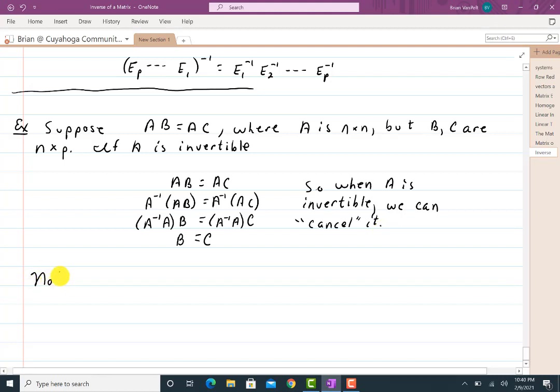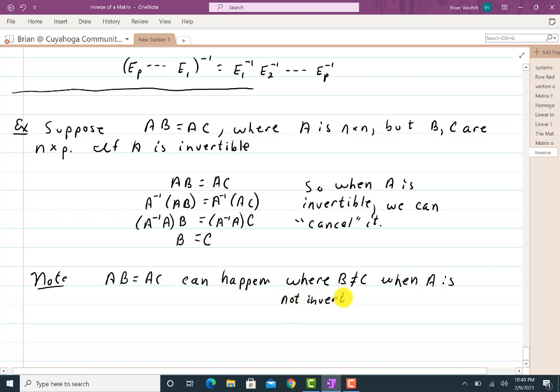Note, AB equals AC can happen where B does not equal C when A is not invertible. In fact, you can probably play around and come up with matrices that are not zero, where AB is the zero matrix, then AC is some other matrix, and then B and C, of course, not being the same thing.